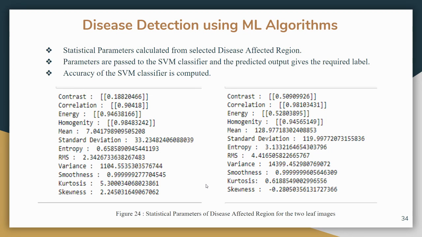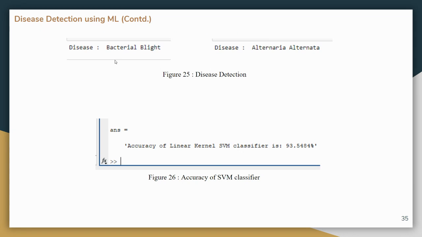Accuracy of the SVM classifier is then computed. You can see that the disease is being correctly displayed for both the images using the SVM classifier, and then we have also calculated the accuracy of the linear kernel of the SVM classifier, which comes up to be around 93.54%.